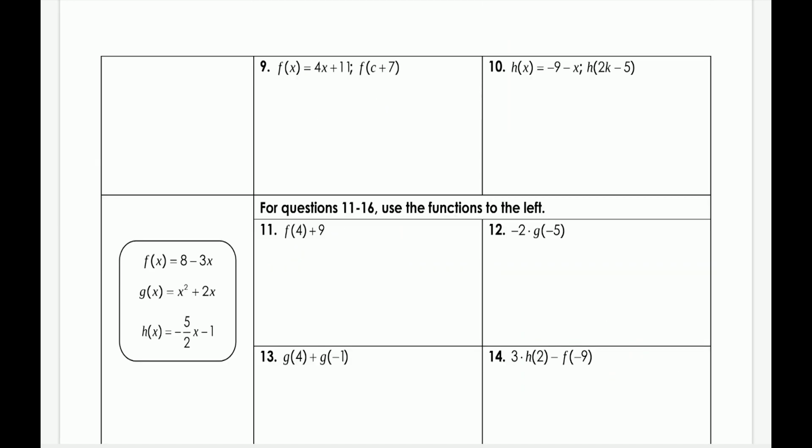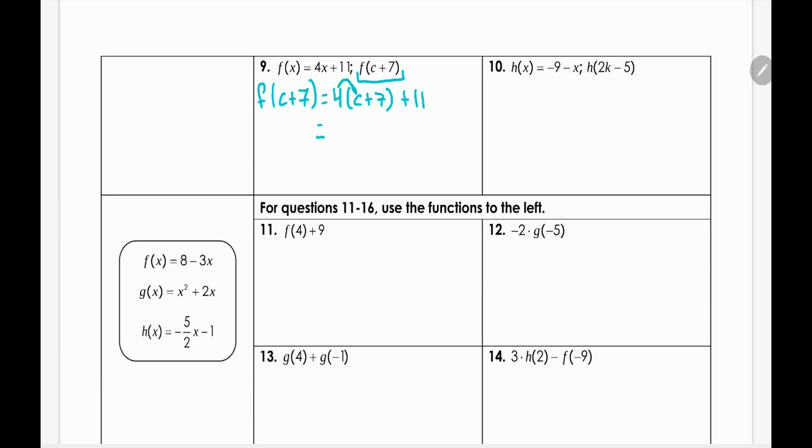Okay, so we have number 9, which is f of x is equal to 4x plus 11. And we're asked to find f of c plus 7. So this time we're adding a different variable. So in order to do that, we have f of c plus 7. We're going to evaluate this by changing the x into c plus 7. So we have 4 times x changed to c plus 7 plus 11. And now we simplify.